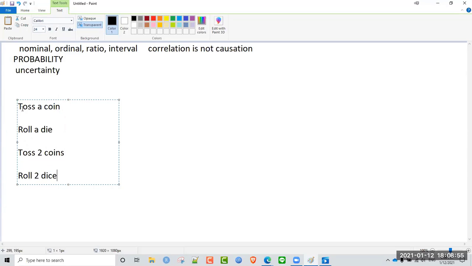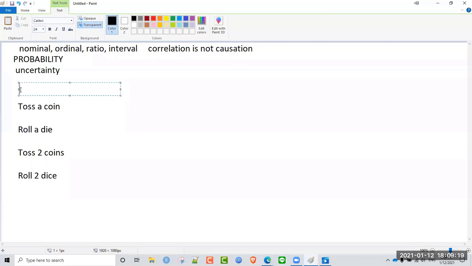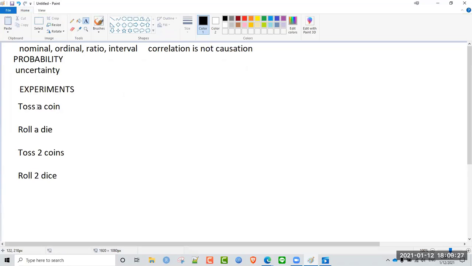So we're going to look at maybe these 4 examples, or there are other examples we can also look at. Okay, so first of all, this is a kind of weird word, but we're going to call each of these experiments. So we're going to talk about an experiment where you toss a coin, where you roll a die, where you toss 2 coins, where you roll 2 dice.